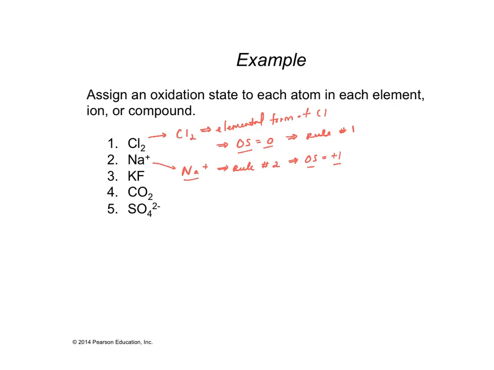Alright, so then number 3, we're dealing with KF. So KF is the first time that we have a molecule or a compound, okay? And so this is going to apply rule 3 and then 4 as well as 5, right? So 3 says that when we have a compound, the oxidation states of all of the atoms in the compound have to sum to the overall charge of the compound, right?